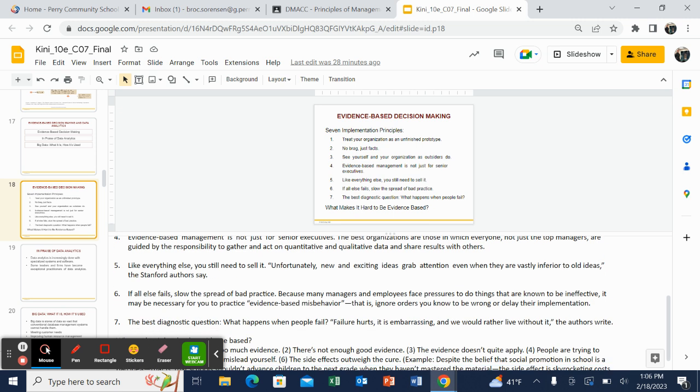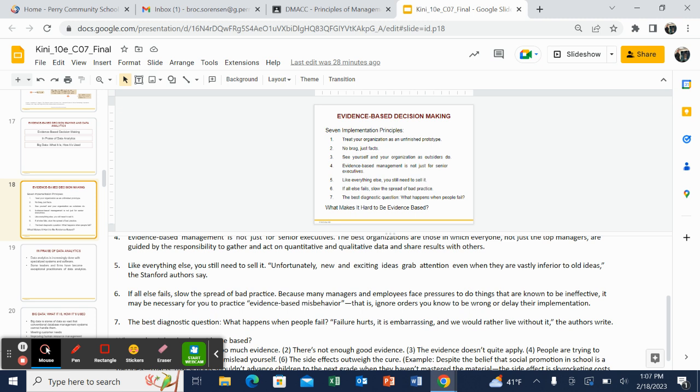Step 5, like everything you see, you still need to sell it. Unfortunately, new exciting ideas grab attention even when they are vastly inferior to old ideas. All right. So that just goes to say sometimes new doesn't necessarily mean better. So ultimately you have to have good new products, not just new products. Ultimately you have to have those new products that solve the problem.